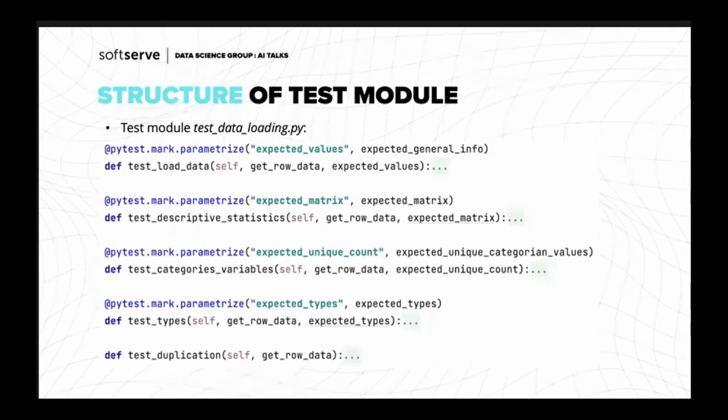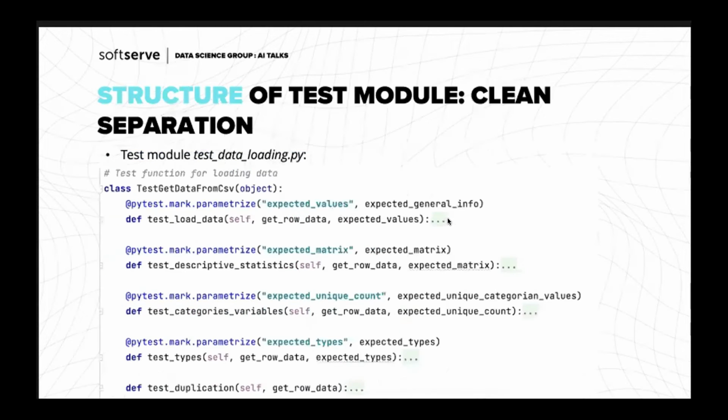Also, regarding the structure of a test module, we could just put the tests sequentially like this, but this is an organizational nightmare because there is no way to tell where the test for one function ends and another function begins. As we can see, for example, test load data, test descriptive statistics, test categorical variables, test types, test duplication. It might be divided into several parts, and it helps to easily refactor it if needed, and so on.